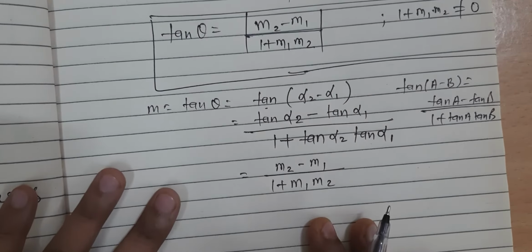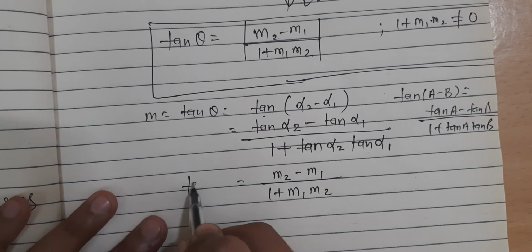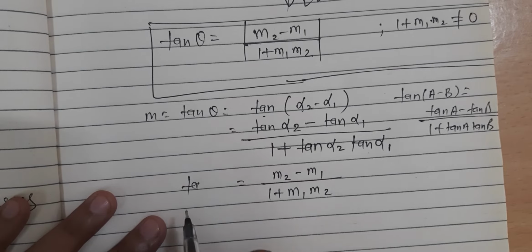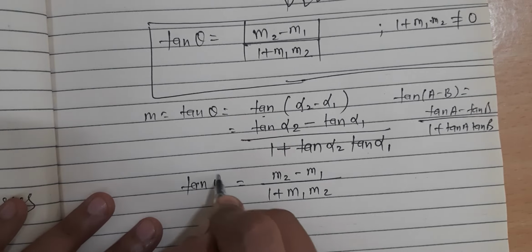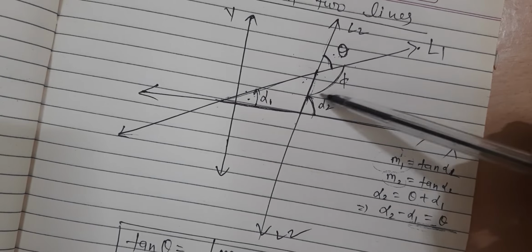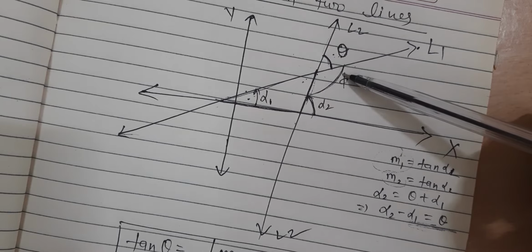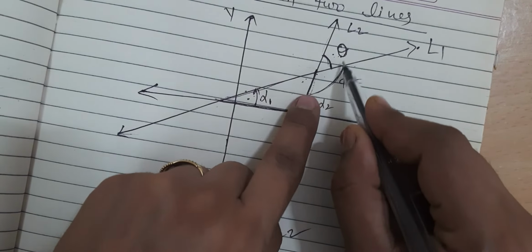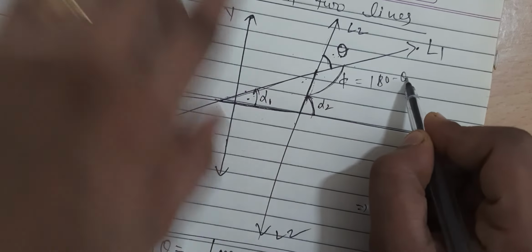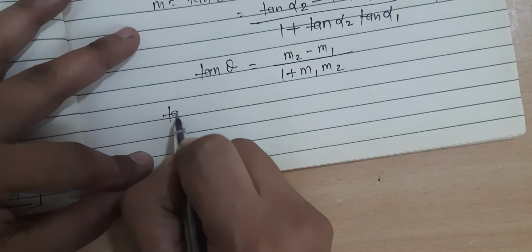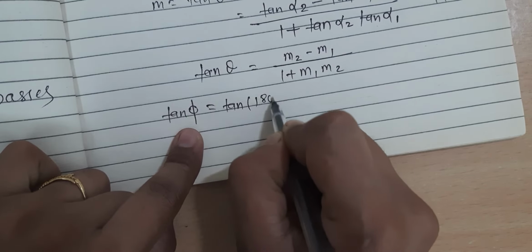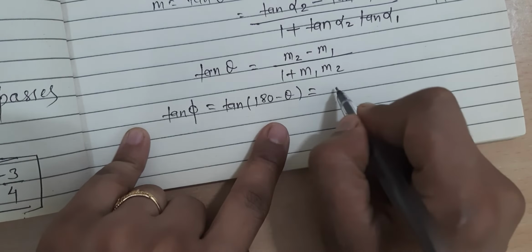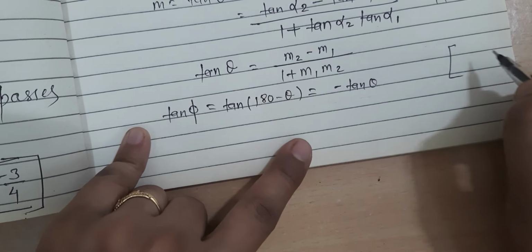So this is the theta, the angle between the lines. This one is tan theta, meaning this angle. But we also have this phi, which is also the angle between the lines. So how can we find this phi? This phi is nothing but 180 minus theta. So how can we find tan phi? We can find tan phi by putting phi equals 180 minus theta, and tan of 180 minus theta is minus tan theta. This is another formula from trigonometry.